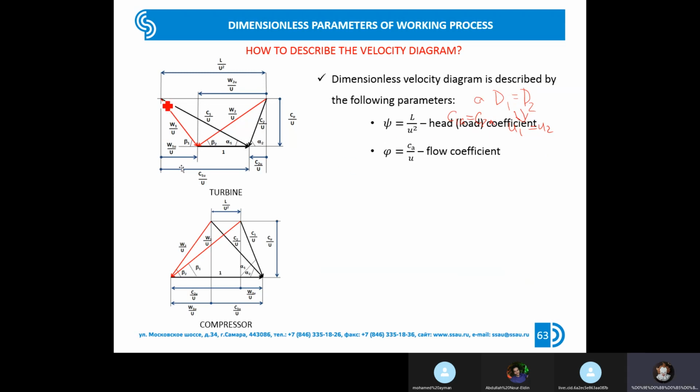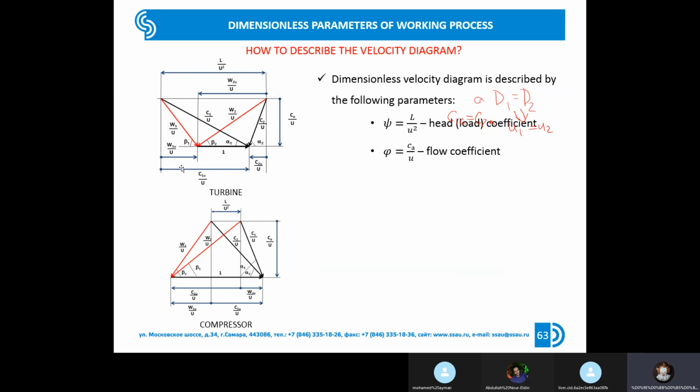The head coefficient sets the distance between the triangles. The flow coefficient sets the height of the triangle, and the lower base is always equal to 1. Only one problem: we need to set the position of the upper base relative to the lower base. And we could use a lot of approaches. For example, you could choose one of the angles alpha 1, alpha 2, beta 2, beta 1. If you choose one value, you set the position and it solves the problem.